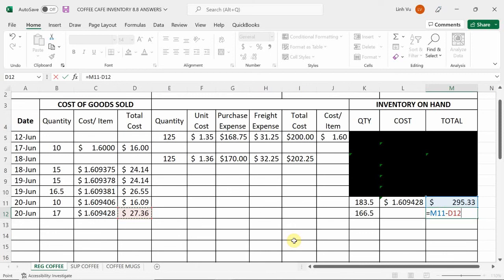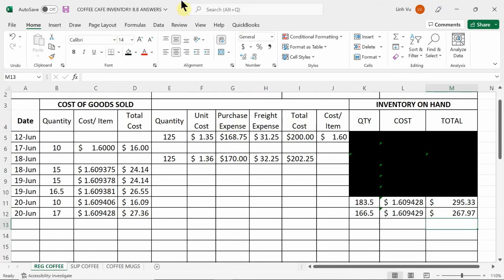What's my new total cost? 267.97. Okay, 267.97. So if you take that and you divide it by your quantity here, you will get 1.609429.